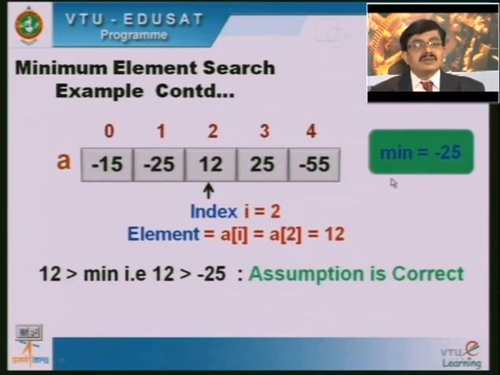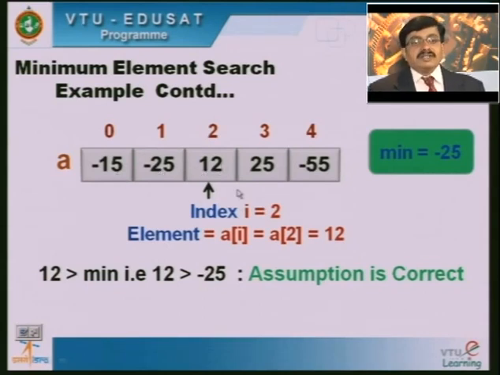So, the next element is i equal to 2, a of 2 being the element value 12. Now 12 is greater than the assumed minimum value. The minimum value assumed here is minus 25, and the current value under scan is 12, and 12 is greater than the minimum value. So I cannot update the minimum value there, because the assumption is correct that the minimum value is minus 25 among minus 15, minus 25 and the current element 12.